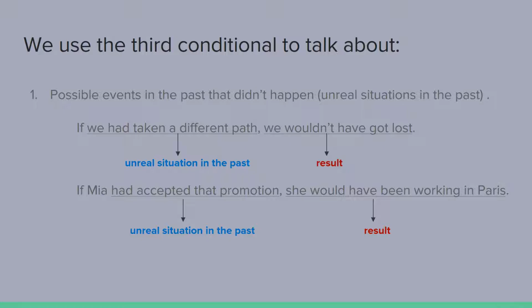In this example, there is a situation, an unreal situation in the past. As you can see, we are lost, but if there would be an unreal situation which is taking a different path because we didn't do it, we wouldn't have got lost. Another example can be if Mia had accepted that promotion, she would have been working in Paris. Since she didn't accept that promotion, it's an unreal situation in the past. She's not working in Paris, and this is the result of the unreal situation in the past.